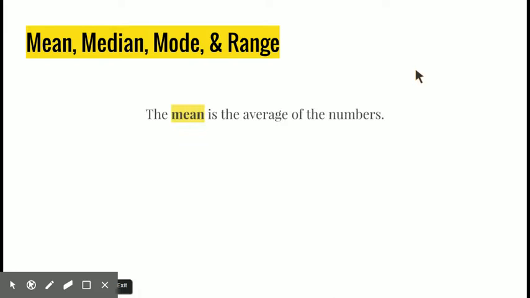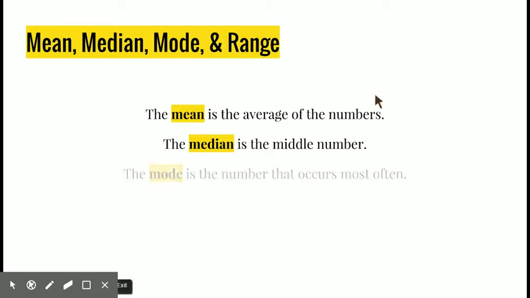So first, the mean is the average of the numbers. So when you have a set of numbers, the mean is the average. And we will go over how to calculate that in a few. The median is the middle number. So once you organize those numbers from least to greatest, the median is that number that is in the middle. The mode, and this one is one of the easiest ones, this is the number that occurs the most often. So the number that you see the most frequently.